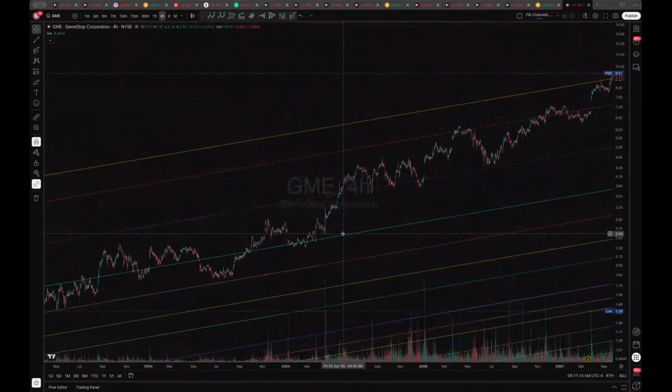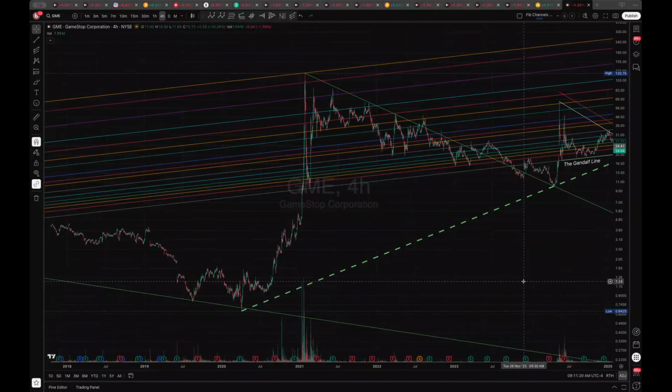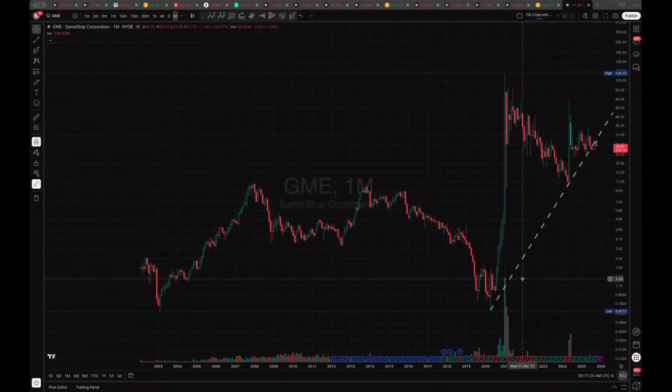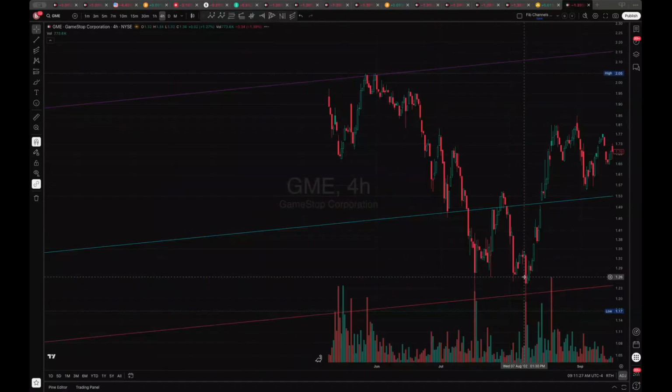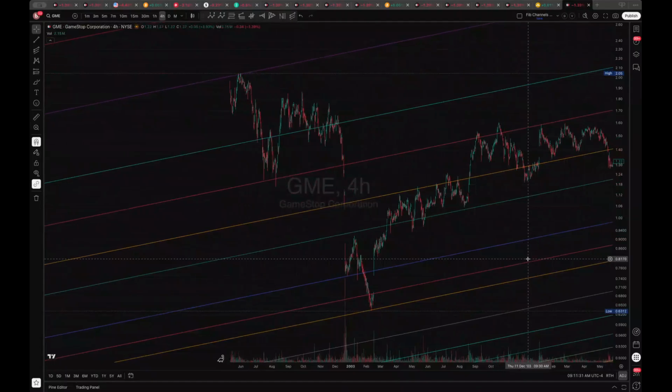And this is not adjusted for dividends. So what happens if I adjust for dividends? So we're going to do that. All right, now we're adjusted for dividends. Now what's it look like?